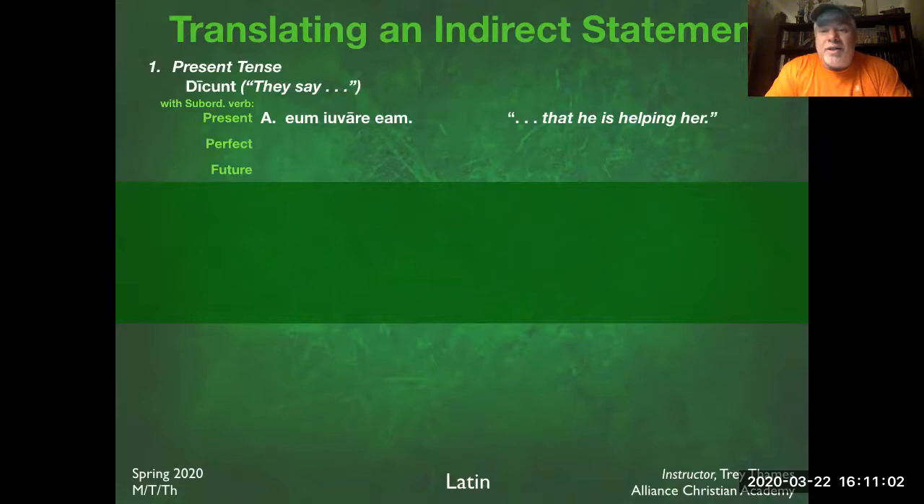Eum is the subject, so it's he. He, eari, we won't say to help, because we're going to translate as indicative. He is helping her. They say that he is helping her. So the main verb is present tense, the secondary verb is present tense, so all of it's in the present tense.